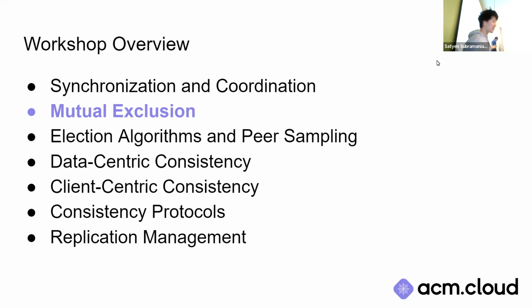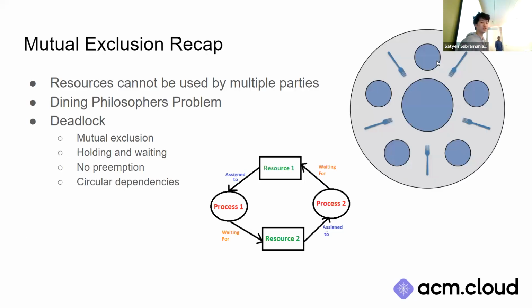All right, so now we're going to talk about something called mutual exclusion. In this example, we have the dining philosophers problem. The basis of the problem is that each of these 5 people can only eat their food if they have 2 forks. However, what's a problem that could occur in trying to attain the forks?